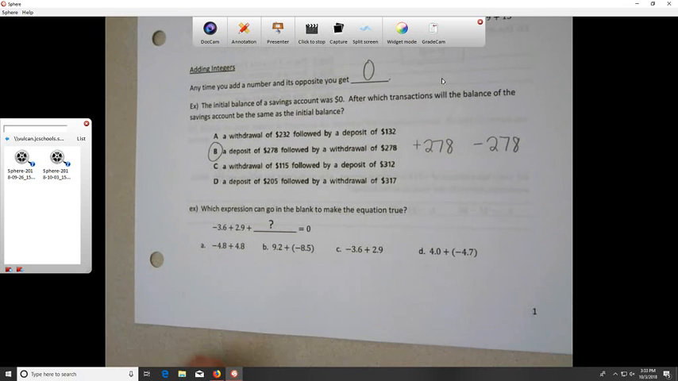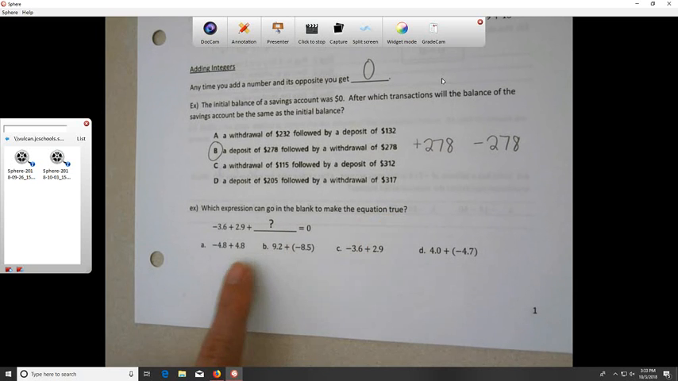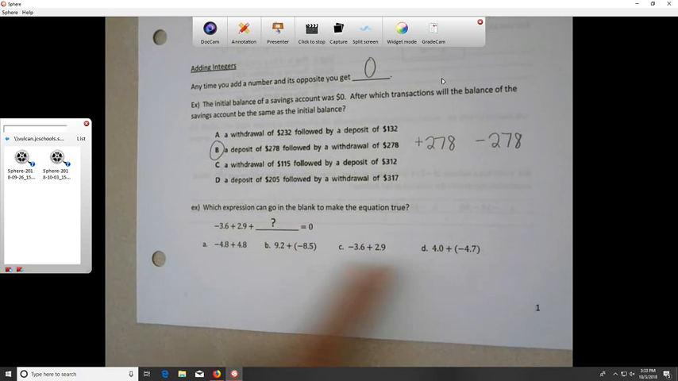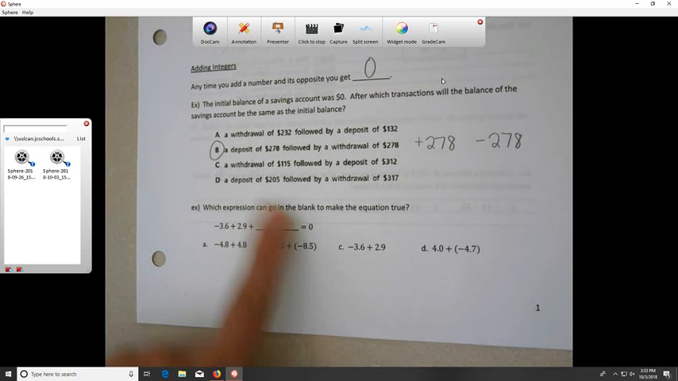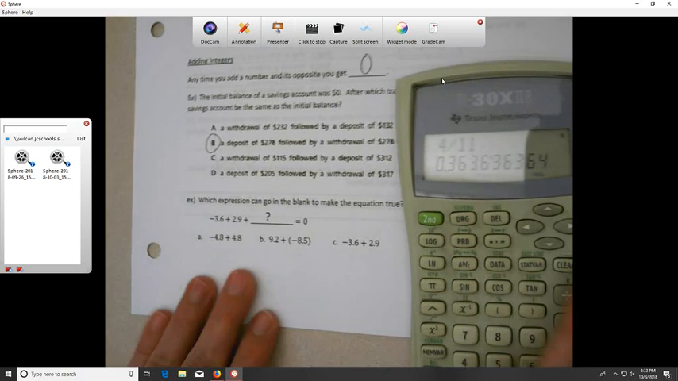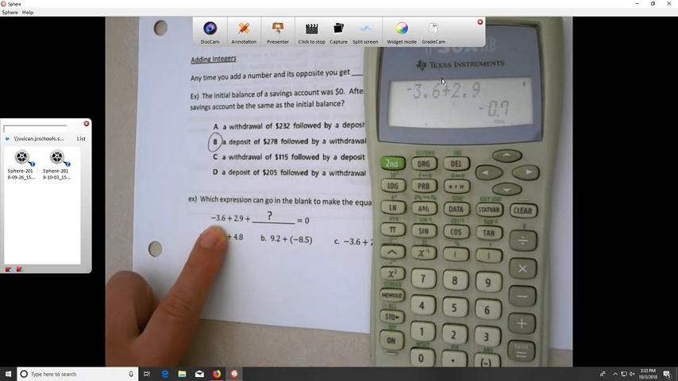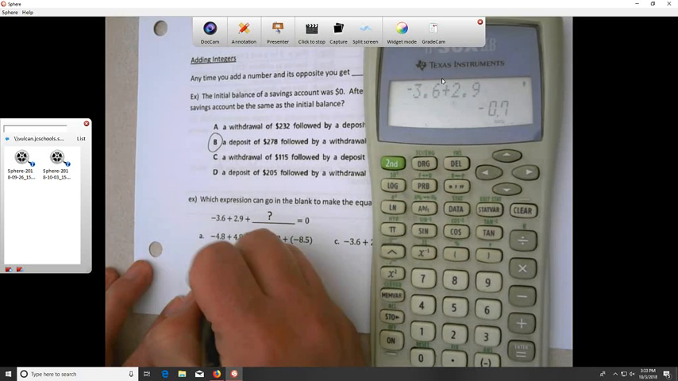Down here at the bottom, this question uses a similar idea. So it says, which expression can go in the blank to make the equation true? So I want to know which of these 4 I could plug in here so that this whole thing would add up to 0. So what I can do to solve this one is start by adding these two together. So I'm going to do negative 3.6 plus 2.9. That gives me negative 0.7.